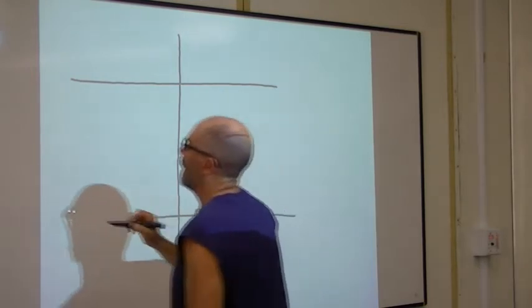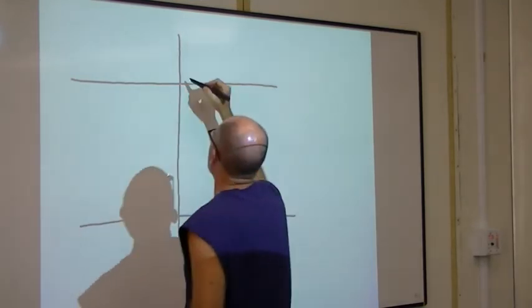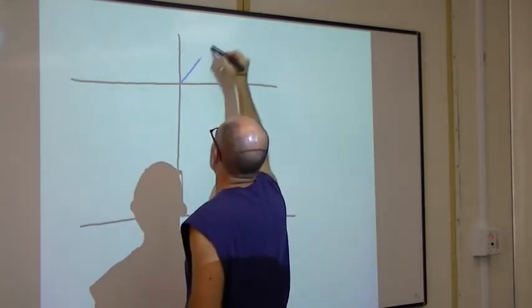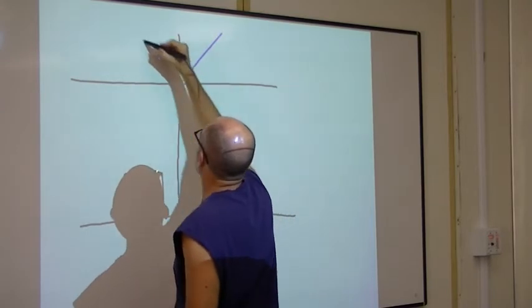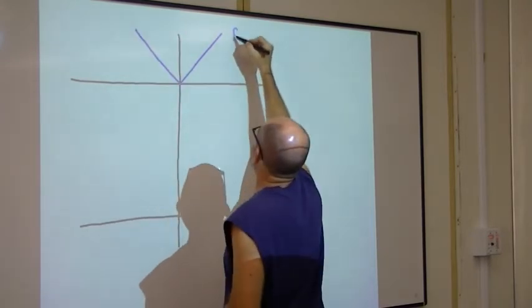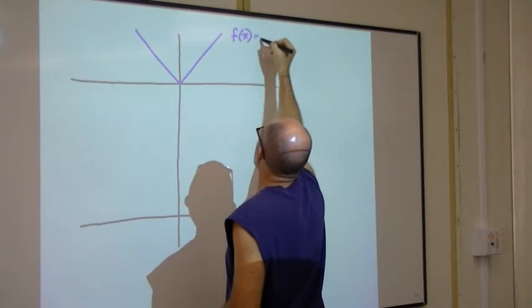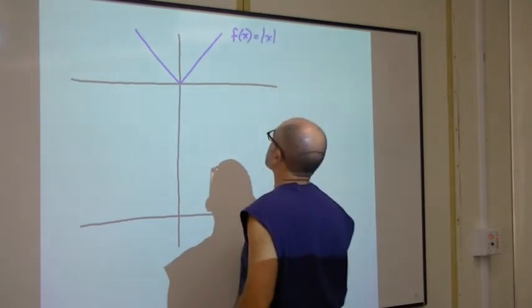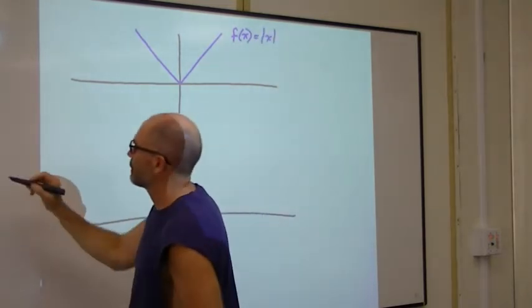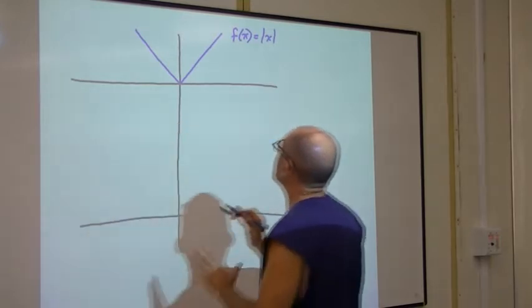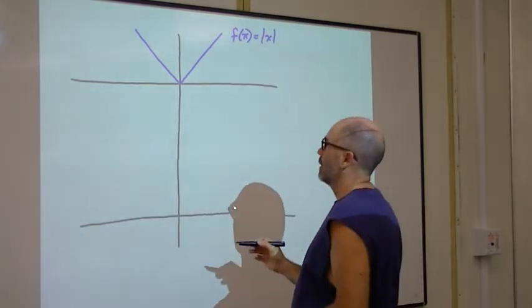Okay, my original function, f of x, is going to look like this. This is f of x equals absolute value of x. All right, now, what is my derivative going to look like?